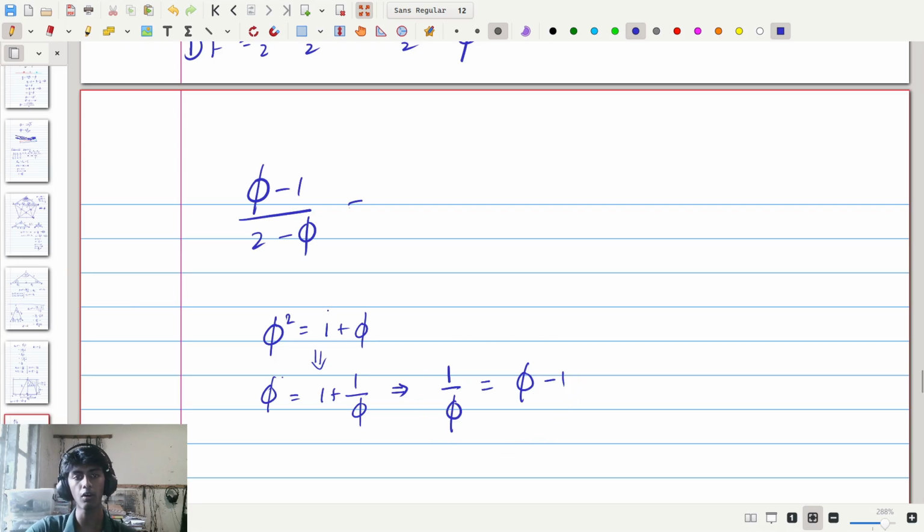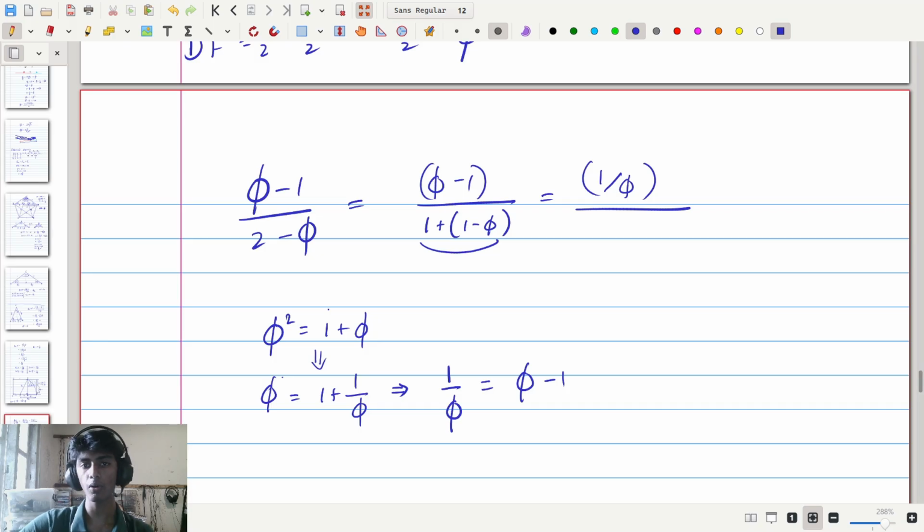Over here we can see on top we have the golden ratio minus 1. On the bottom, if I take one of the 1's out of this 2, I can have 1 plus 1 minus the golden ratio. So here I can replace some of these with this identity. The golden ratio minus 1 is equal to 1 divided by the golden ratio, and on the bottom, 1 plus the 1 minus the golden ratio is going to be 1 plus the negative 1 divided by the golden ratio, because if the golden ratio minus 1 is equal to 1 divided by the golden ratio, then 1 minus the golden ratio is negative 1 divided by the golden ratio. This is actually negative 1 over the golden ratio.